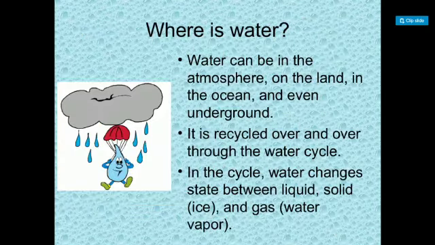Where is water? Water can be in the atmosphere, on the land, in the ocean, or even underground. It is recycled over and over through the water cycle. In the cycle, water changes states between liquid, solid, and gas. You know that the solid is in the ice form and the gaseous form is in the form of water vapors.